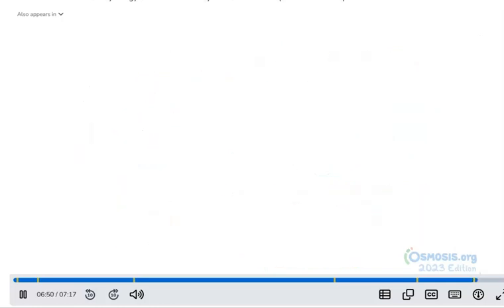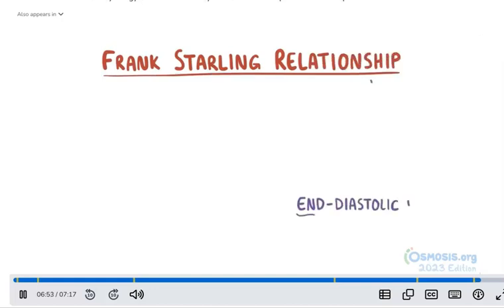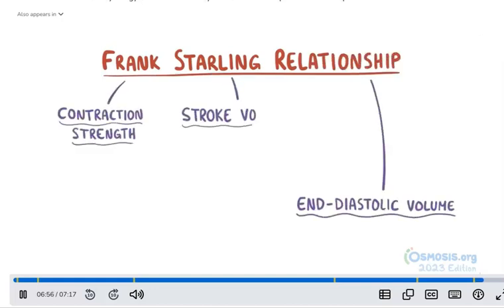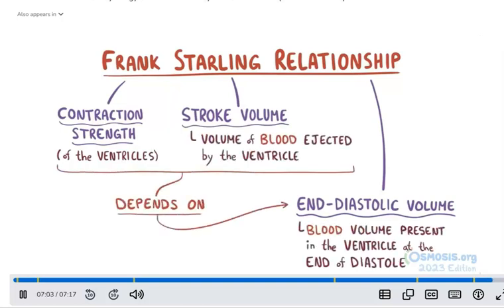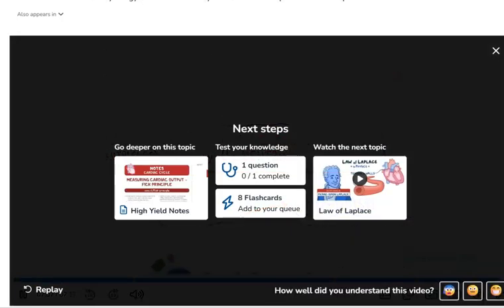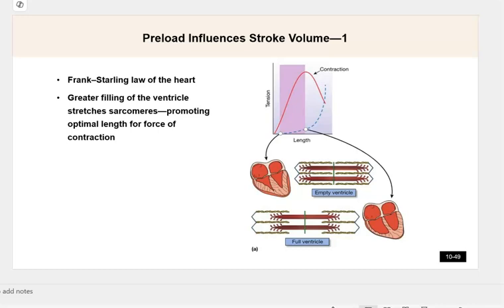Alright, as a quick recap, the Frank-Starling relationship between end-diastolic volume, contraction strength, and stroke volume states that the strength of ventricular contraction and the volume of blood ejected by the ventricle depends on the blood volume present in the ventricle at the end of diastole. So the greater filling of the ventricle stretches the sarcomeres, promoting the optimal length for force of contraction.